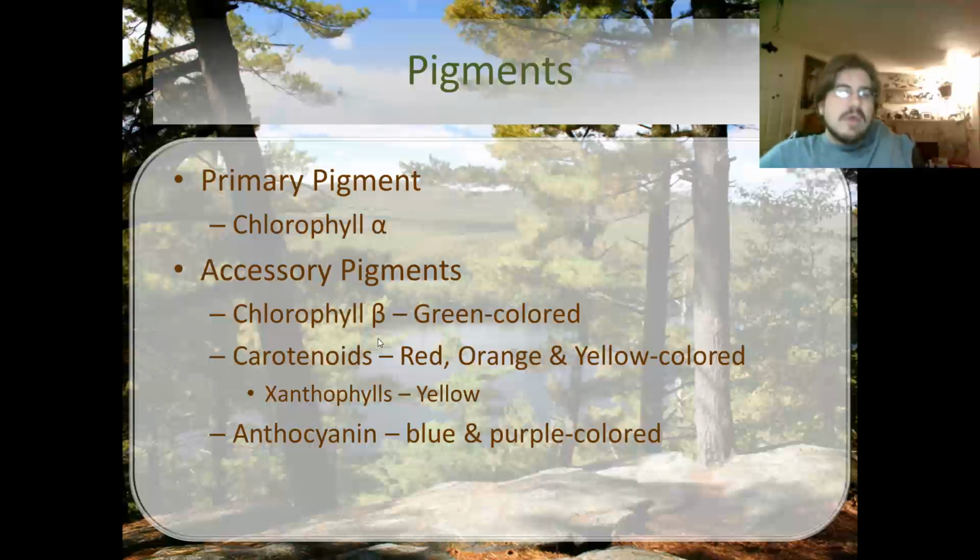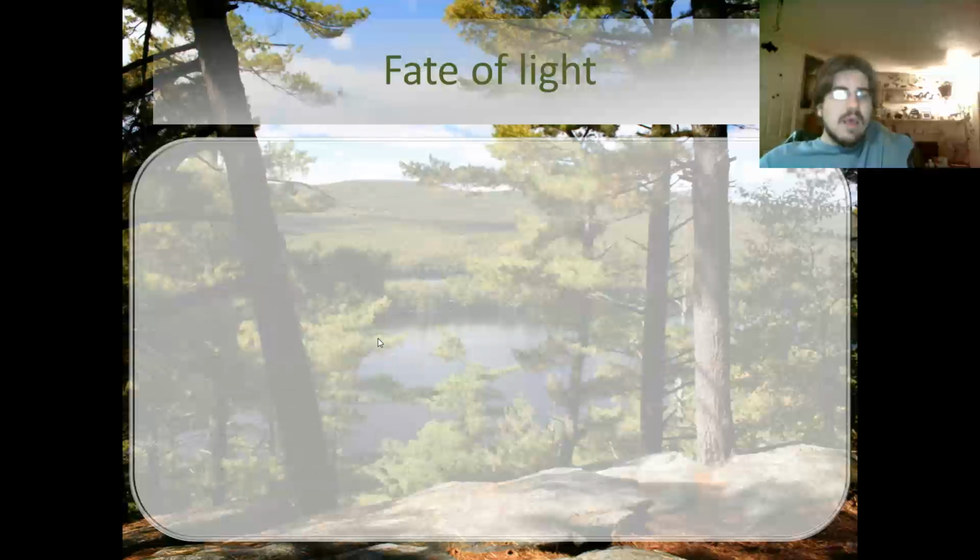So I see chlorophyll beta as green. That means chlorophyll beta absorbs green the least. It reflects green. So, kind of neat. All right.